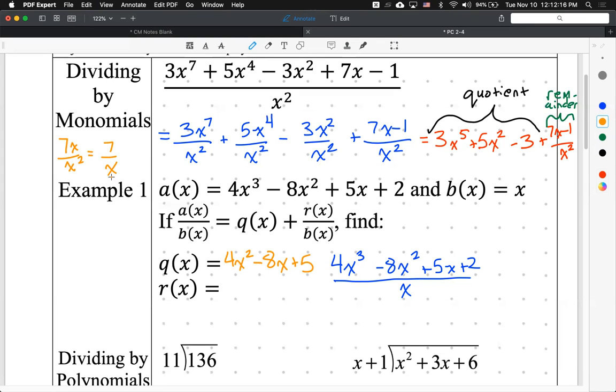Wait, why don't you write the b of x part? Because it's not asking for the b of x. So notice that the form that it wants over here is q of x plus r over b. It doesn't want the r over b, it just wants the r. Okay.